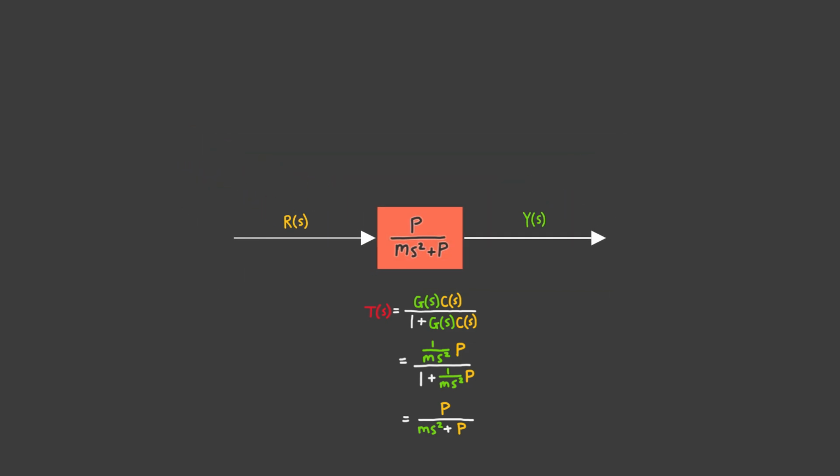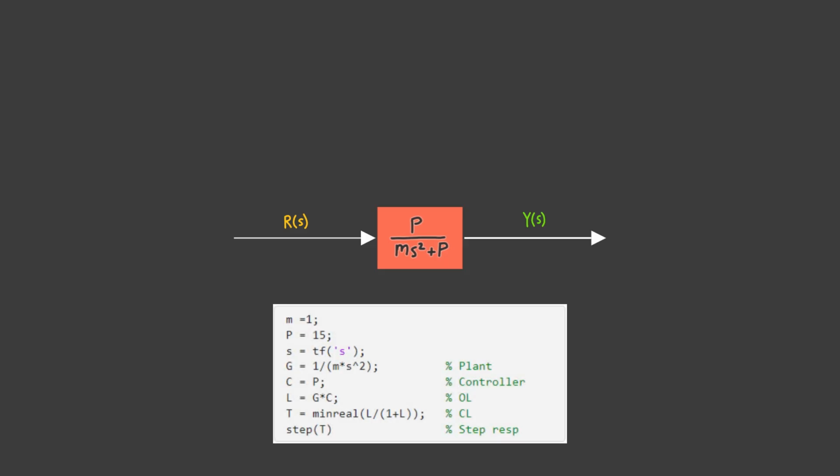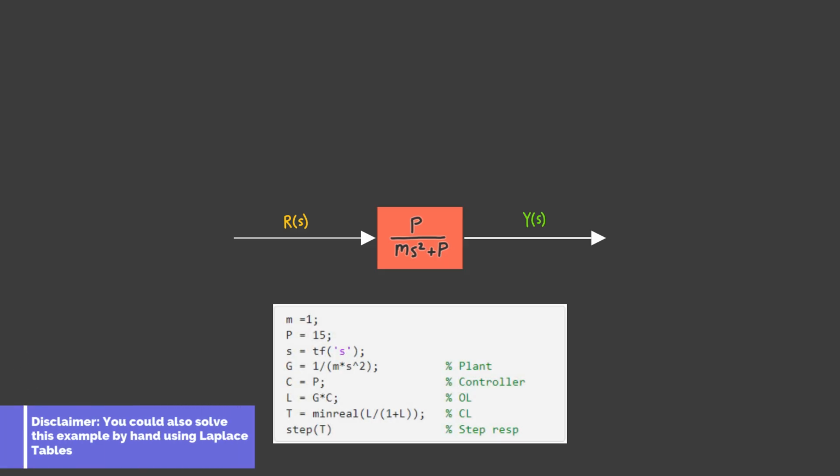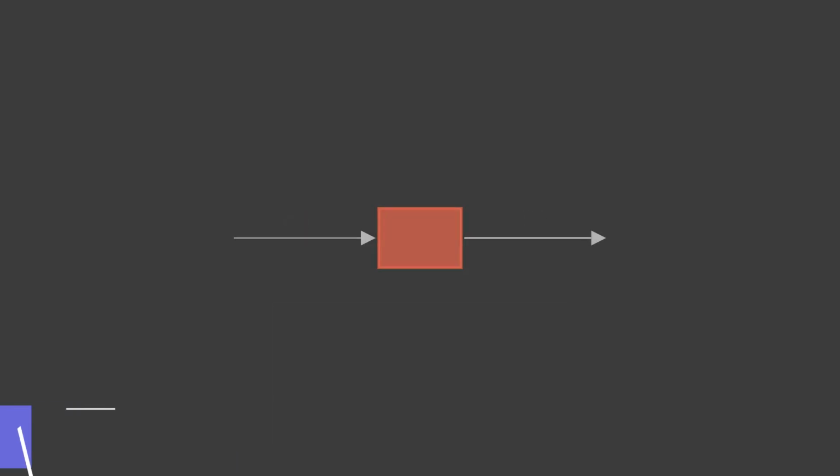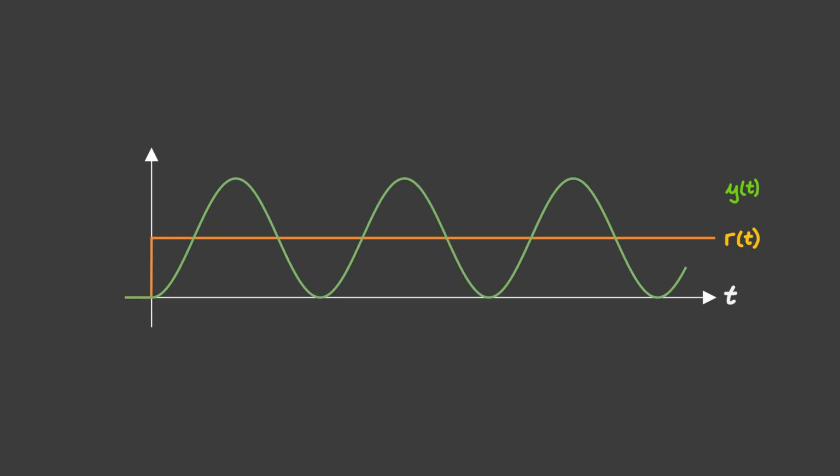And the result here is actually solvable. We can simulate what this looks like for any given reference using a computer. This is some MATLAB code that simulates the output given a step reference. The result is a plot that looks like this, where r of t is a step. It's 0 for all negative time and 1 for all positive time. And y of t is this corresponding curve.